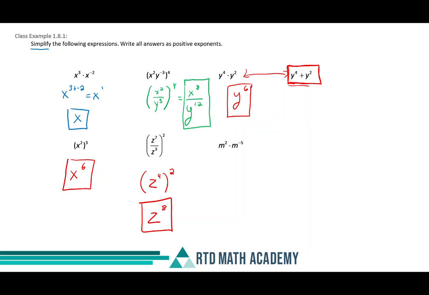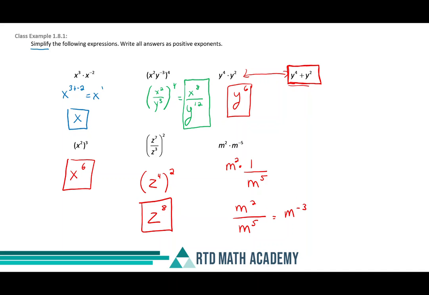And this question is very similar to the one that we had above, the very first question. So we could rewrite this as m multiplied by 1 over m squared multiplied by 1 over m to the power of positive 5. We know that's the same thing as saying m squared over m to the power of positive 5, as we saw earlier. And then I can go ahead and subtract those two. 2 minus 5 is negative 3.